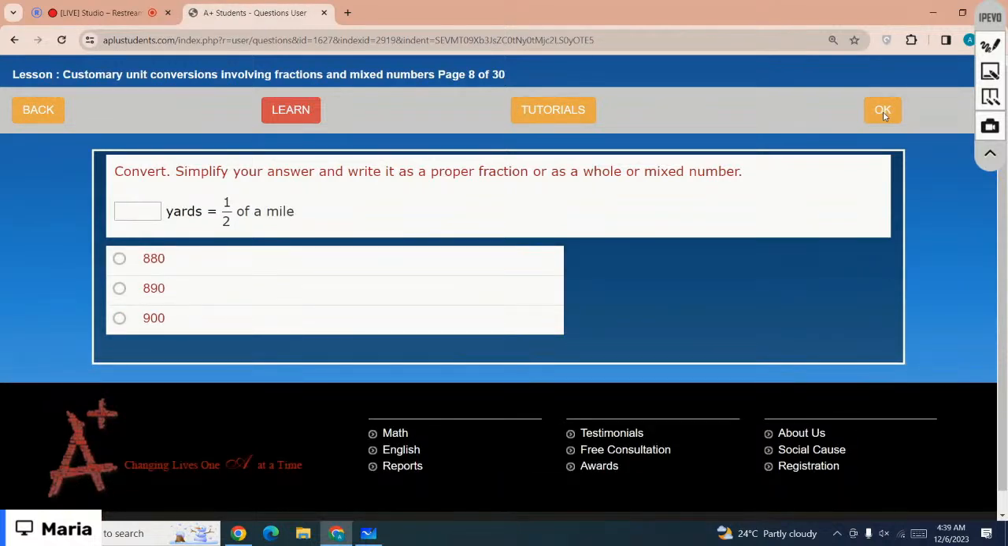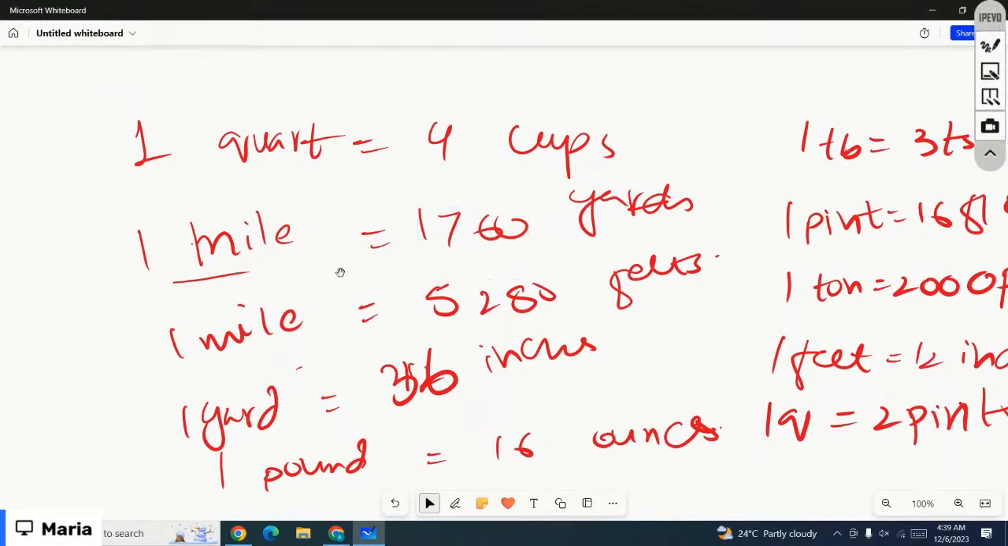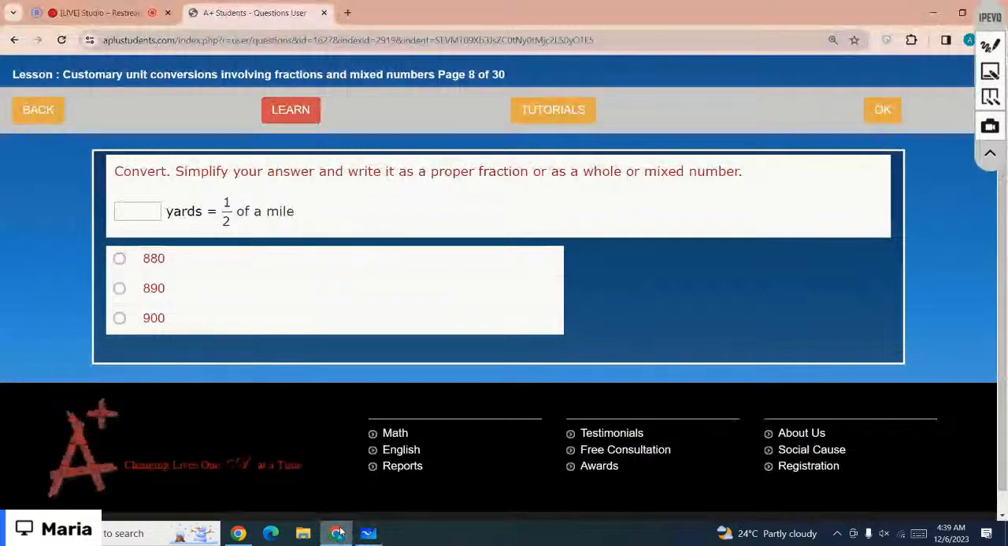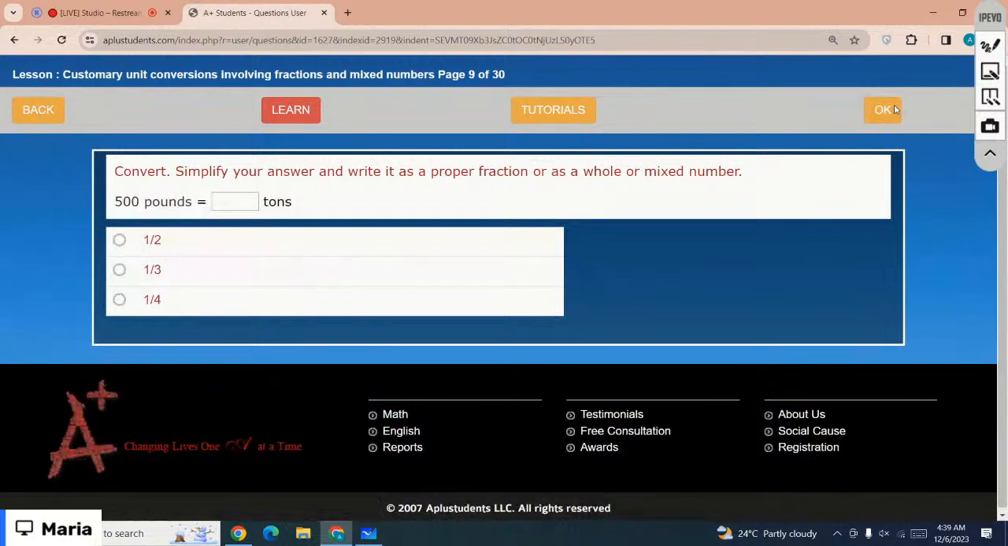Okay, convert half of a mile to yards. 1 mile equals 1760 yards, right? And half of 1760 is 880. The correct option is 880, right? They are a bit tricky, but if you know the basic conversions, then that would be very, very easy. Hopefully, you know the basic conversions and you can keep them in your mind, right?